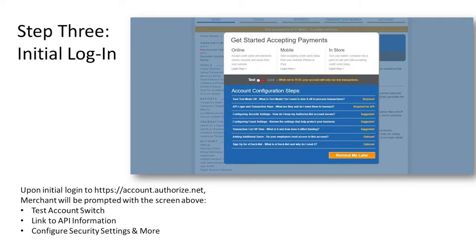The first time they log in, the merchant will see this screen, which points out to them right away that they are in test mode. No transactions they run will be live. Also important, this screen will give them easy links to get their API login and transaction keys, configuring their security settings and fraud settings, setting up a transaction cutoff time, adding additional users, and signing up for additional services.